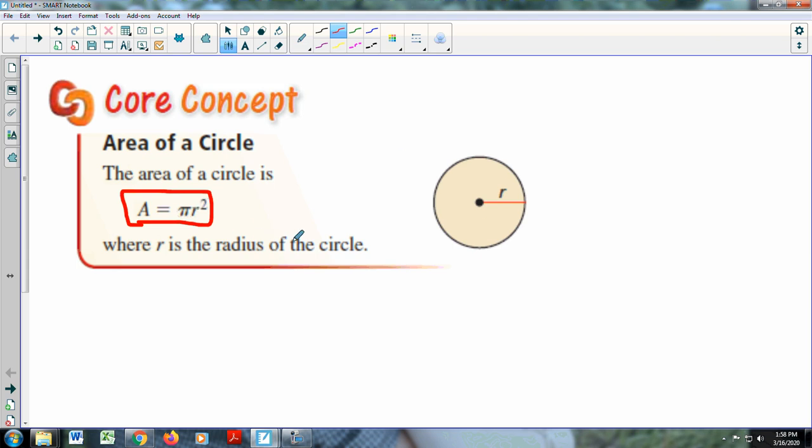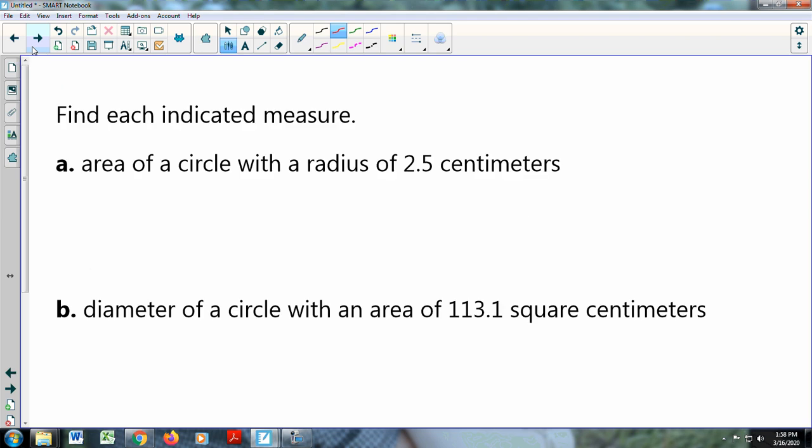There is no equation for when there's a diameter. You always have to divide that diameter in two to get the radius for the area equation. So let's just work a couple out.